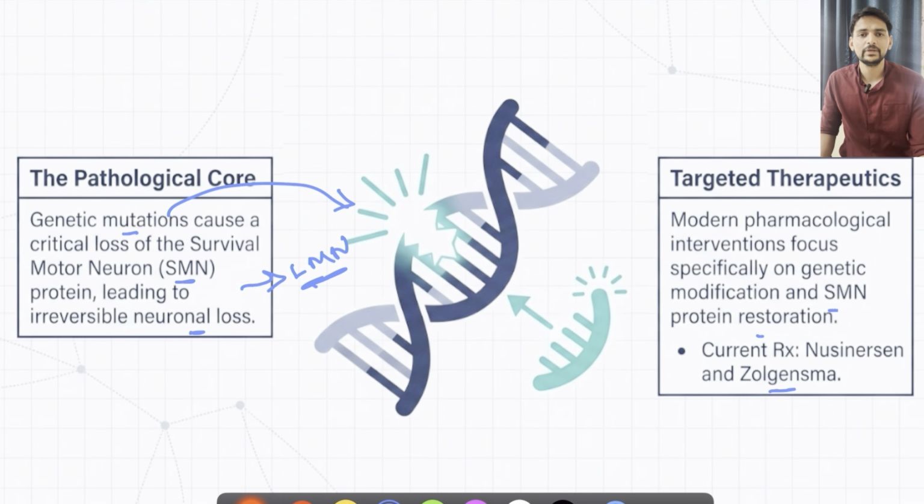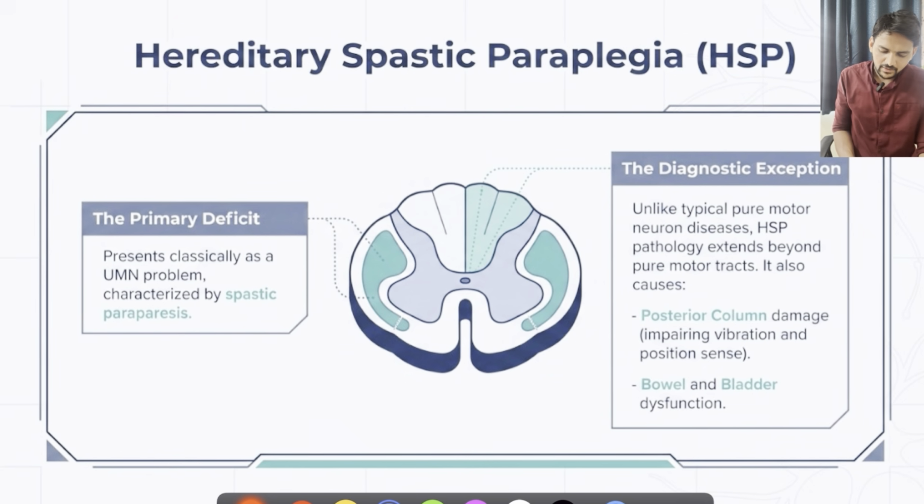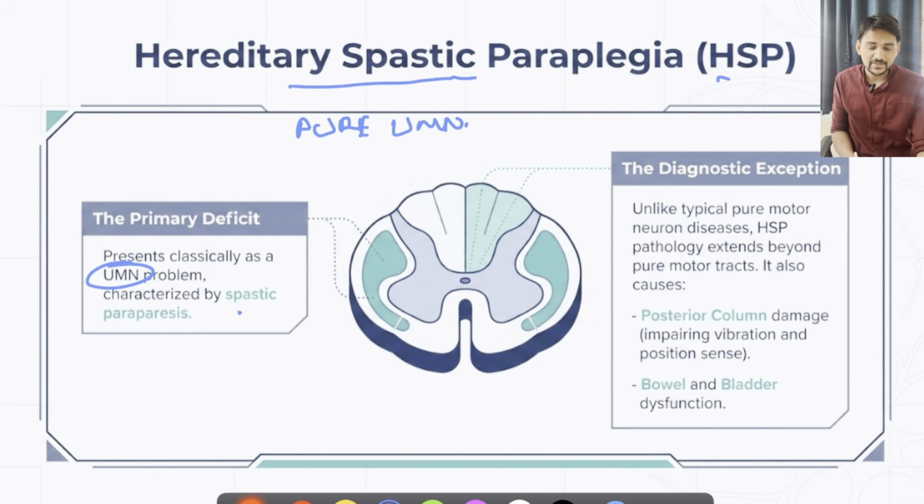So all these things will apply, but as it is not very common in adults, we are not discussing it in detail. Similarly, when it comes to pure UMN type, there is a condition called hereditary spastic paraplegia, that is HSP. So the primary deficit is preferentially involving the upper motor neurons, leading to spastic type of paraparesis. So mainly we will be able to see UMN features involving the lower limbs preferentially.